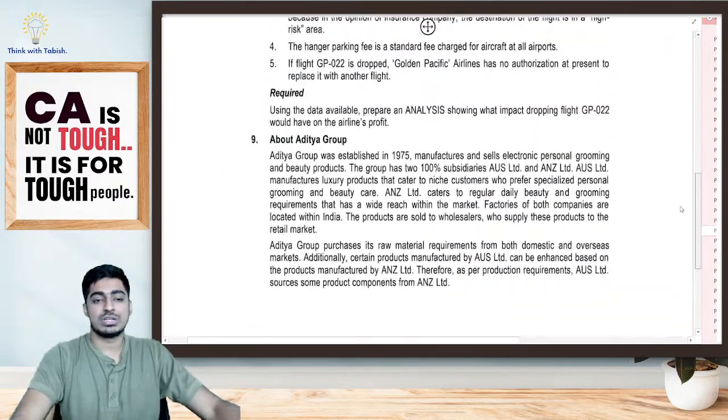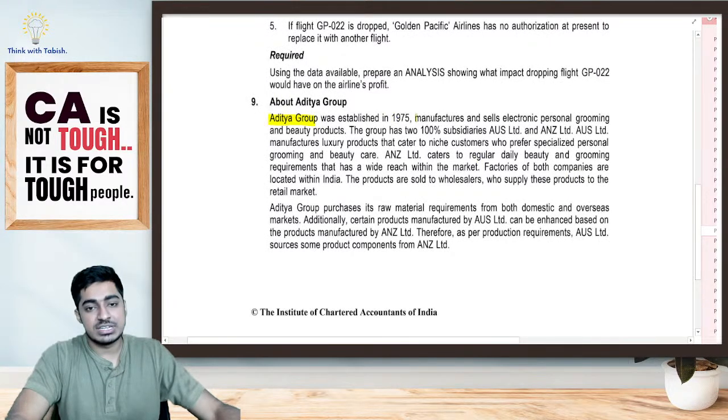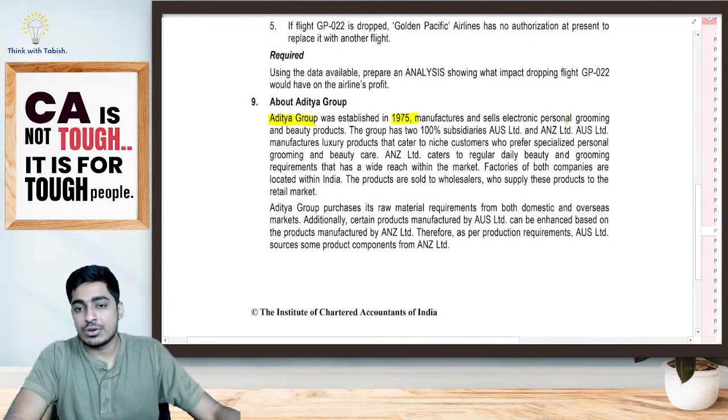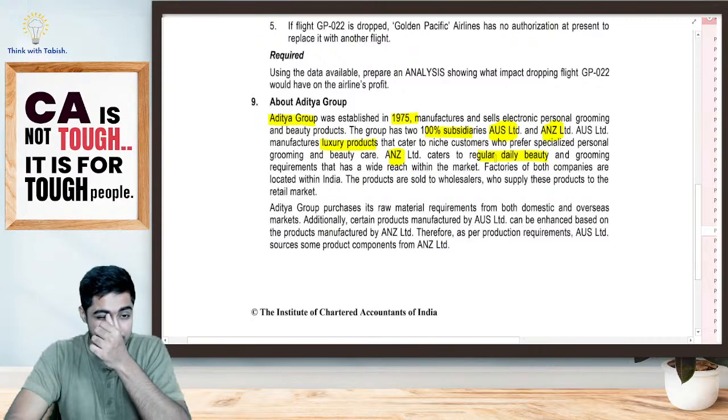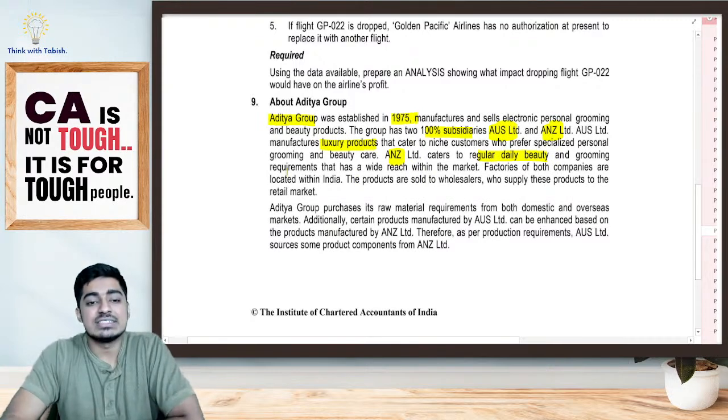Same story it is going to tell. Aditya Group was established in 1975. It sells electronic, personal grooming and beauty products. It has 2 subsidiaries, AUS and ANZ. AUS is luxury products for those who prefer specialized personal grooming. ANZ is for regular daily beauty care and grooming requirements. Factories are located in India. Products are sold to wholesalers who supply to retail. Completely nonsense, not required at all for solving.